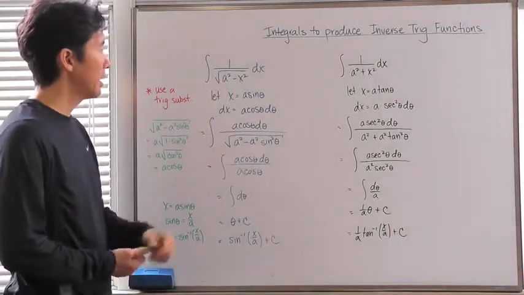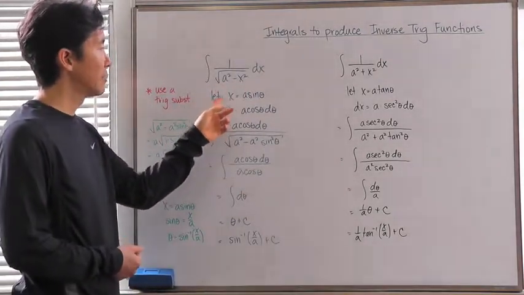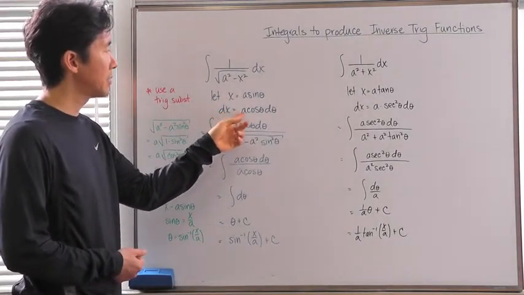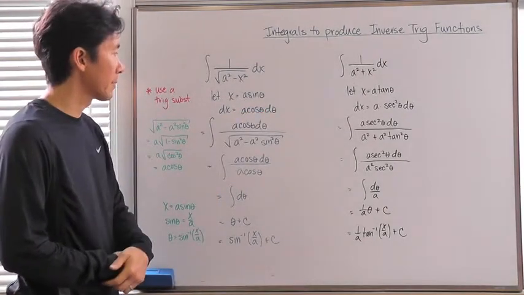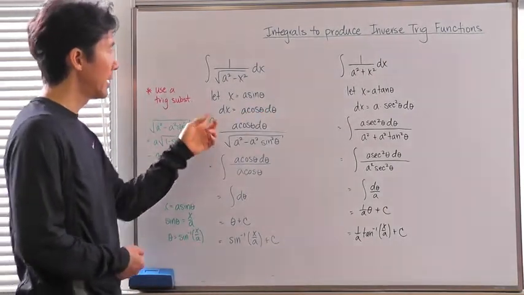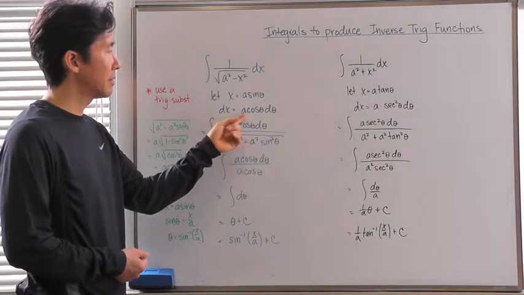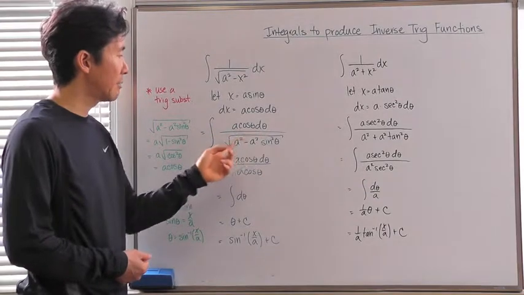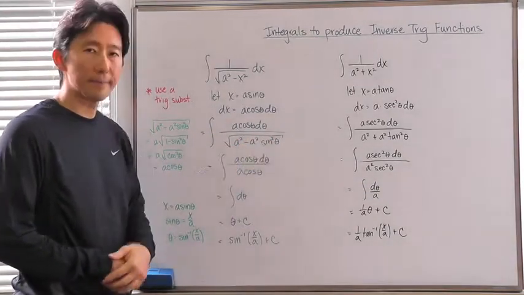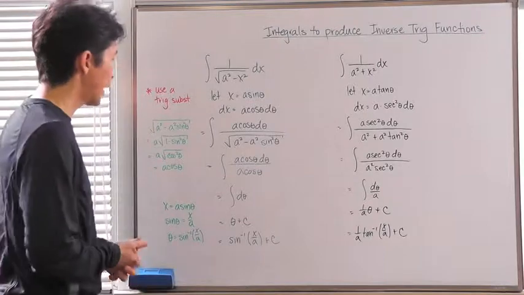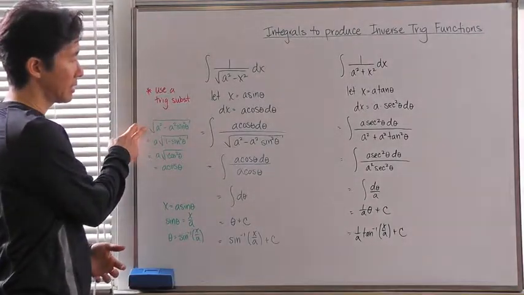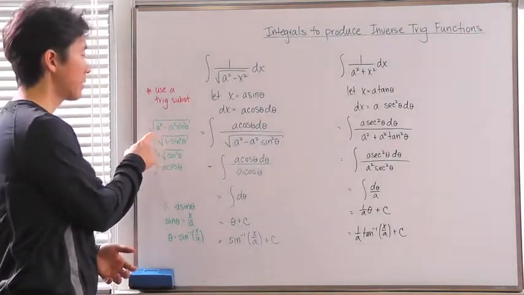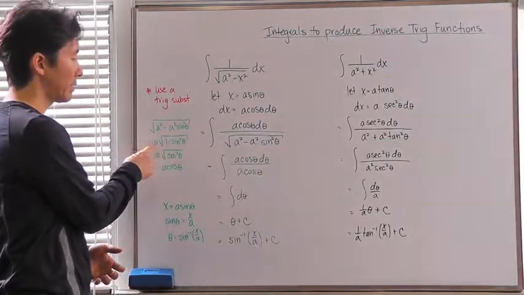Now watch what happens. If I take the derivative of both sides with respect to theta, I come out with dx equals a cosine theta d theta. So dx is substituted with a cosine theta d theta, and the denominator is the square root of a squared minus a squared sine squared theta. On the side, I can factor out a squared, and the square root of a squared is just a, so that's the factor there.